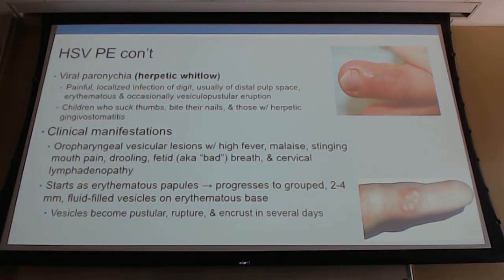The viral paronychia, so herpes right around the superficial tissue around the nail bed. Think about, why do kids get this all the time? Biting nails and thumb sucking. So you see this in young kids, particularly, who suck their fingers or their thumb. They have a higher risk of getting this herpetic whitlow or a viral paronychia. You'll hear both be used. Those two things.